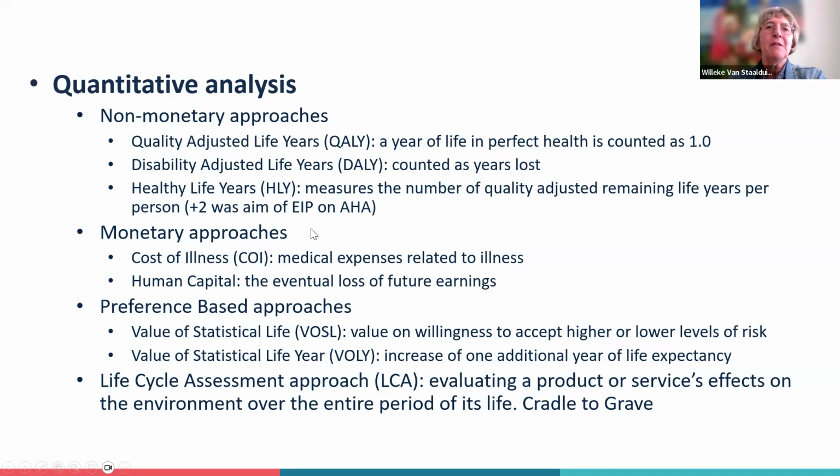Then you have the monetary approaches, for instance, the costs of illness or the human capital. And if you have, for instance, a measure that the eventual loss of future earnings, that can also be included in the assessment. Preference-based approaches is the value of statistical life. That is the value on willingness to accept higher or lower levels of risk, and the value of statistical life year, increase of one additional year of life expectancy. That doesn't say anything about if it is life expectancy, if that's also healthy life expectancy improved.